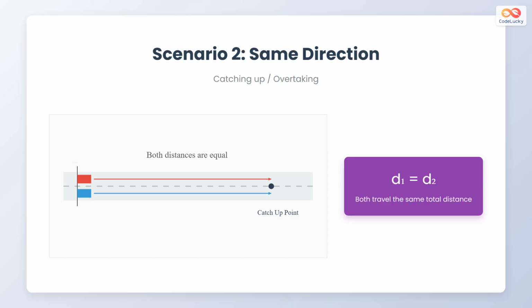The second scenario is when objects move in the same direction. This often happens when a faster object catches up to a slower one. If they start at the same location and meet at the same point, they have traveled the exact same distance. Therefore, d1 equals d2.